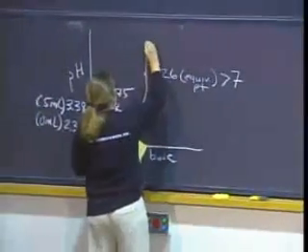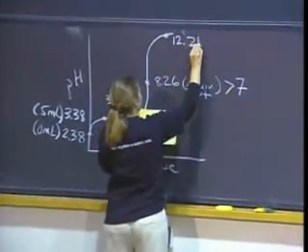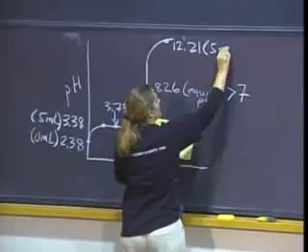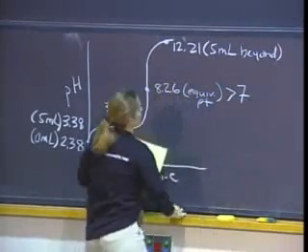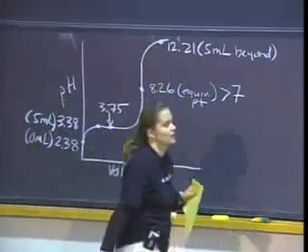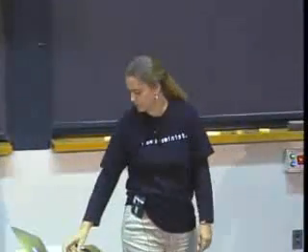So our final point on the curve then, somewhere up here, is 12.21, and this is 5 mils beyond the equivalence point. So there we have a titration curve where we've calculated various points along the way.